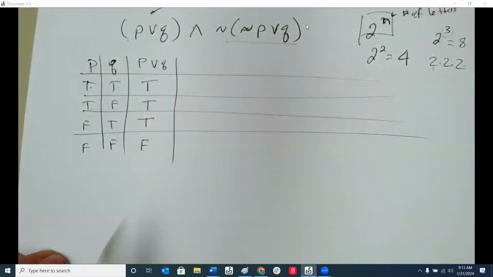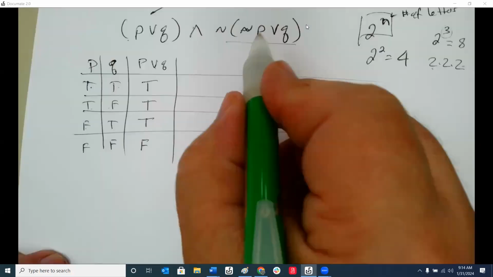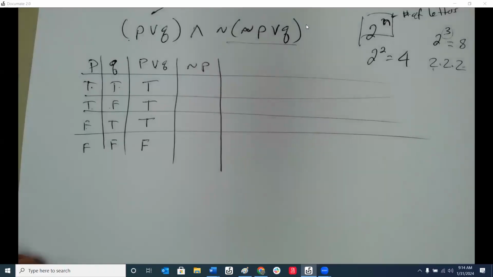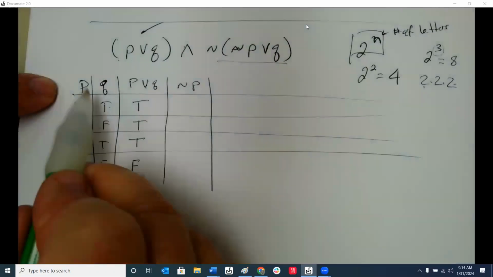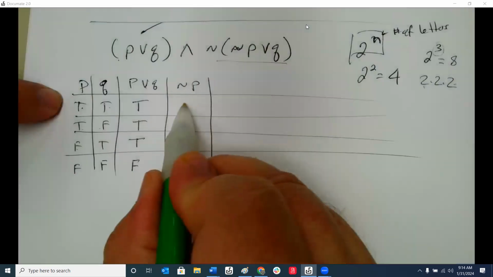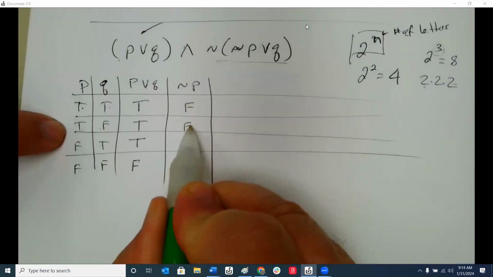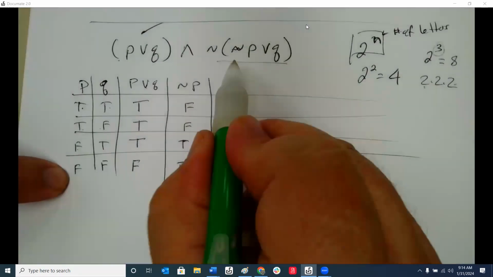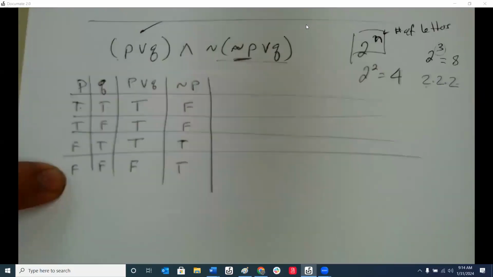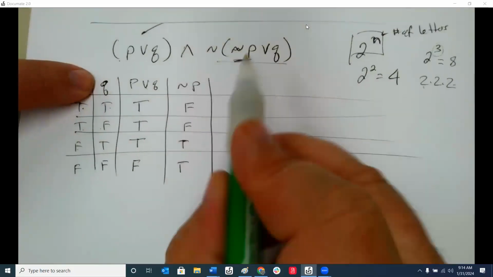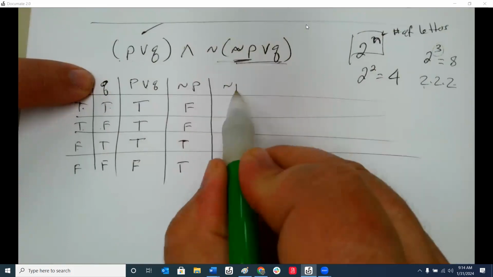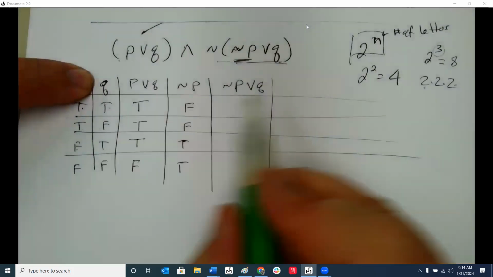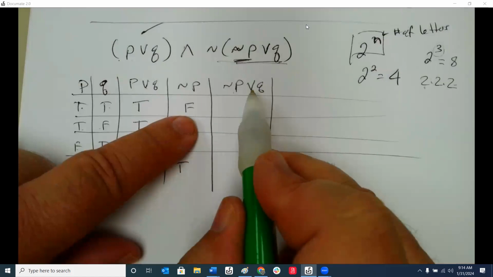Now we gotta build this one. So the first thing we need there is not P. So we look at the P column and just change letters. False, false, true, true. We built that. We have Q. So now we have to build both of those together. So not P or Q.